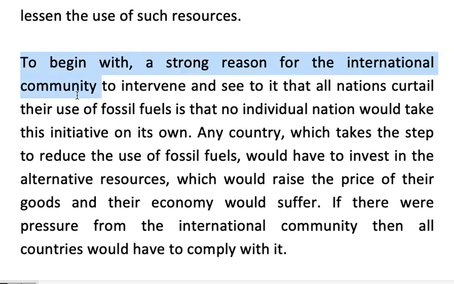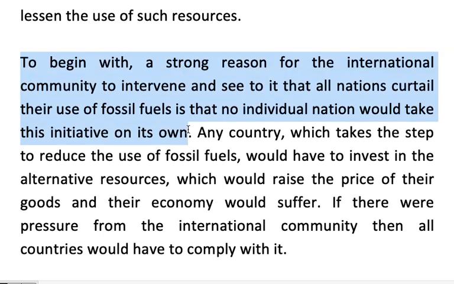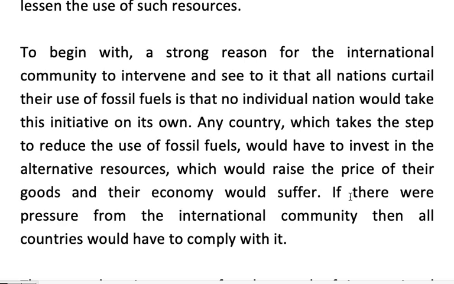So this topic sentence puts a point, and then I have just explained this point, supported this point with one more sentence, and then I have restated this point: only if there's pressure from the international community, all nations would do it. Otherwise, no one would step forward and do it. So this is the first point and the first paragraph.